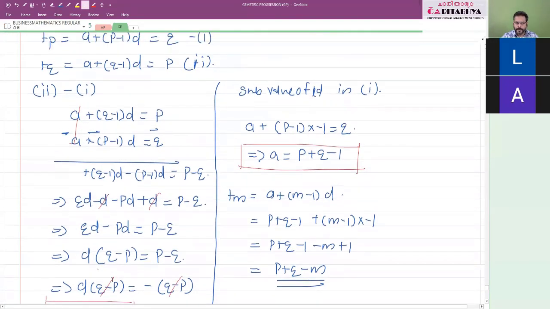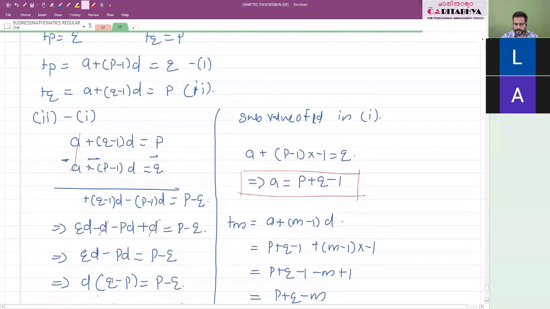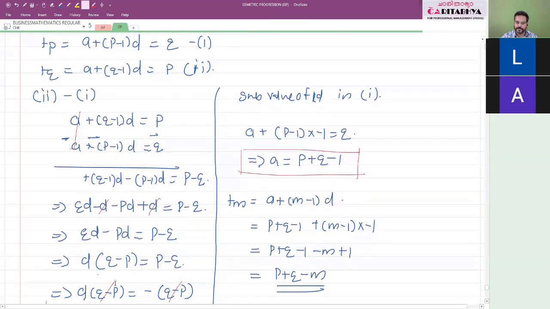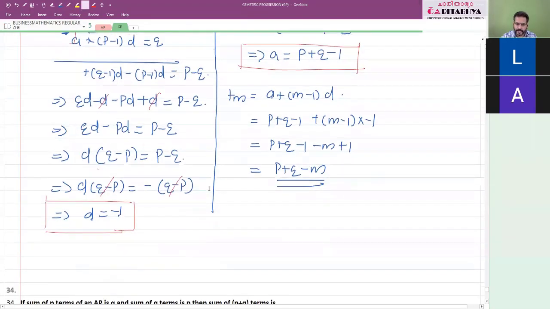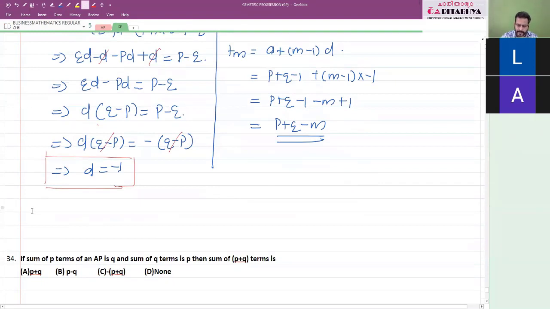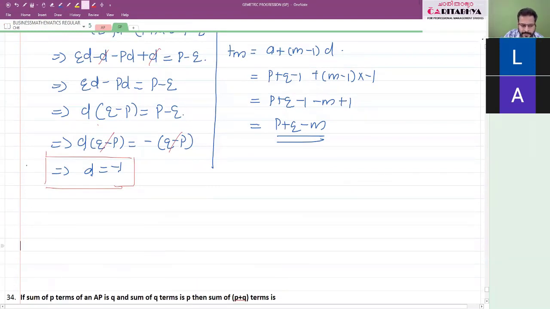Use the TP and TQ formula, the nth term formula. Then second equation minus first equation gives d, then a, then the mth term: substitute the a and d values and the answer comes. So this is clear? Yes. So this is a property, a formula, exam question answer.